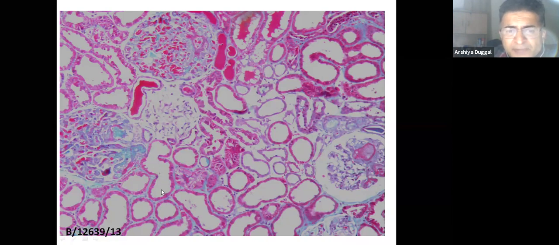In addition to that, there was diffuse acute tubular injury because the tubules are separated now. There is separation between the tubules. That means there is some interstitial edema and the tubules are dilated.